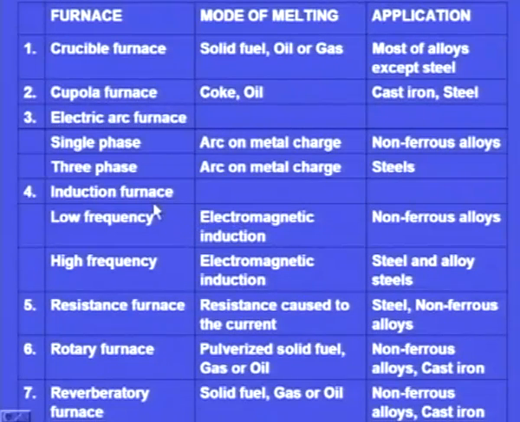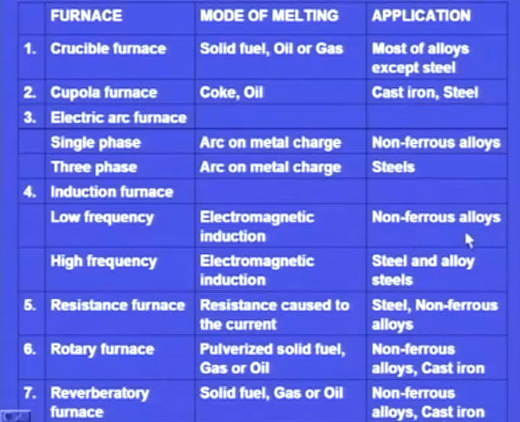We have learnt induction furnace. Again there are two types in it, low frequency induction furnace, and the mode of melting is because of the electromagnetic induction. Secondary currents are generated inside the charge, and the charge offers resistance to the secondary current, and heat is generated, and because of the heat thus generated, the charge melts. So that is the principle, and this low frequency induction furnace is used to melt non-ferrous alloys. On the other hand, the high frequency induction furnace is used to melt steel and alloy steels.